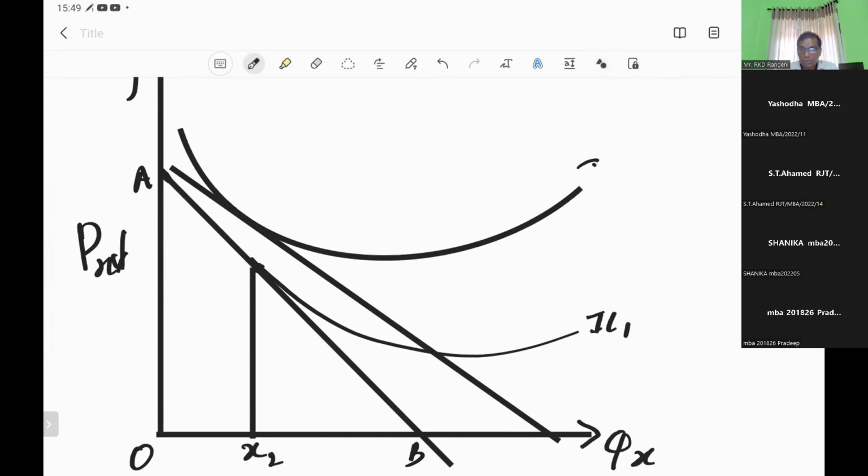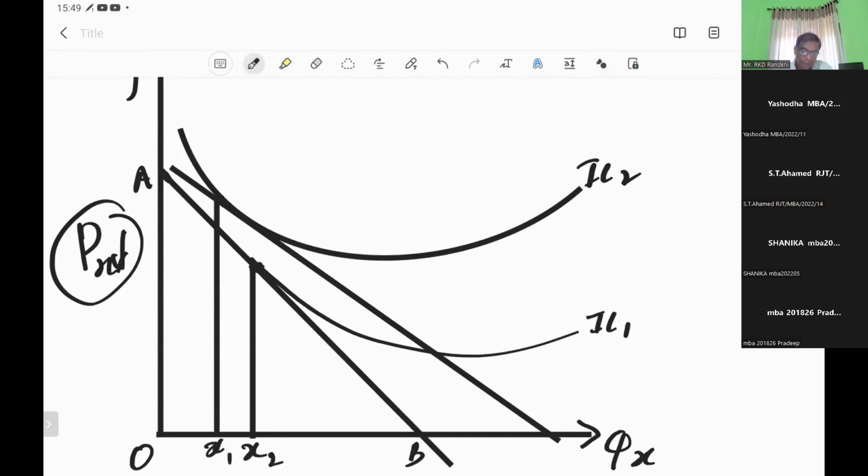Indifference curve 2. Now the price is reduced, so according to the given concept, quantity demanded also increases. Here X1. Now this is point P. This is point R. This is the total effect.